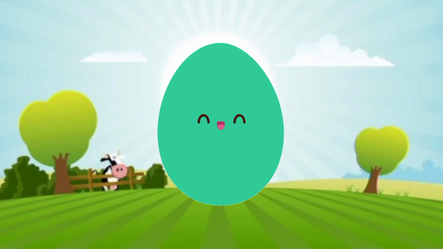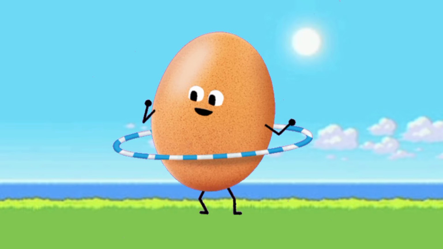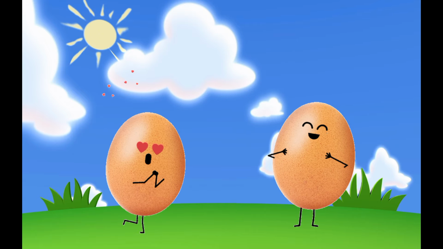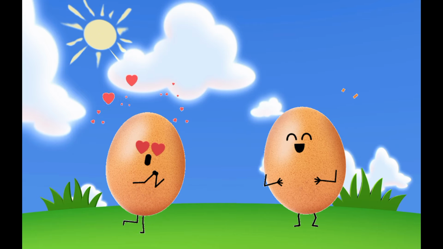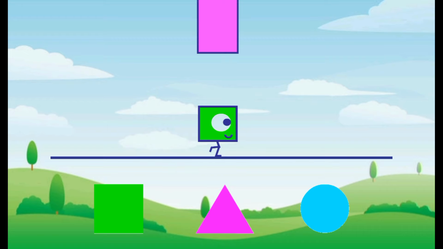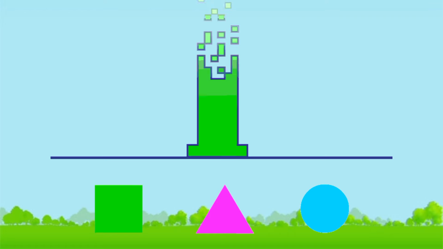I'm an oval, round and long, round and long. I'm an oval, round and long, like a circle that's very long indeed. Triangle, rectangle, circle, oval, square. Triangle, rectangle, circle, oval, square.